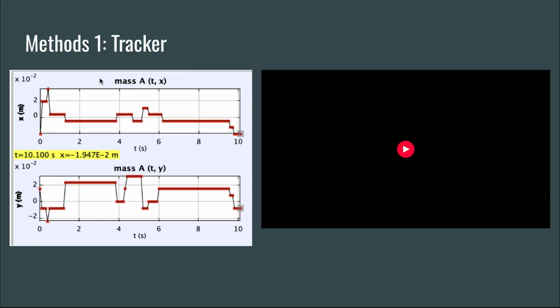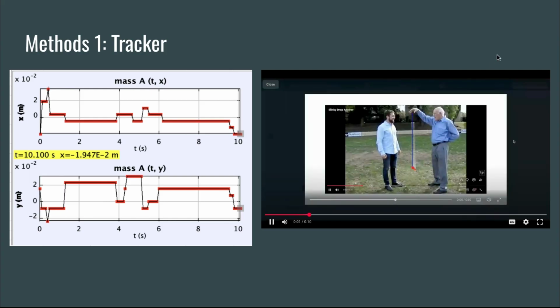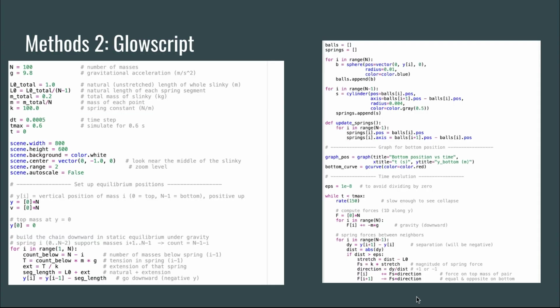So this is my first method. I use Tracker, and here is the video. As you can see, the bottom of the slinky does not move, and any variations in this are likely from issues with Tracker. And for the second part of my methods, I use GlowScript. These are the most significant parts of the code that were used to create a model of the slinky. And here is a video.